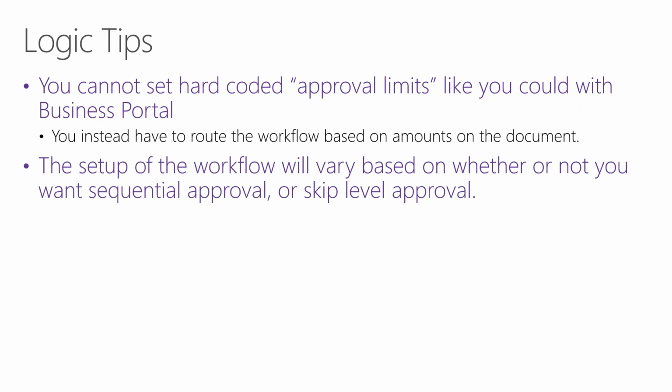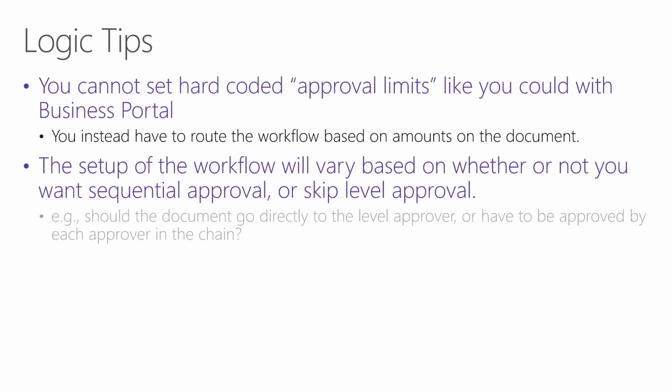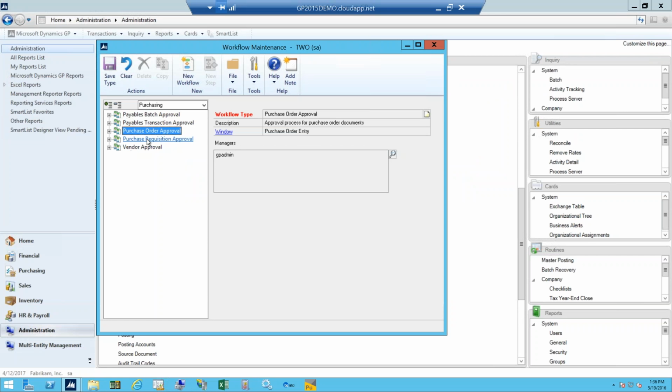The setup of workflow will vary based on whether or not you want sequential approvals or skip level approvals, and we're going to take a look at that so that it'll make a little bit more sense once we see it on our actual workflows. The question would be, should the document go directly to the level approver or have to be approved by each approver in the chain? So back in my demo environment now, we're going to switch from our purchase order approvals to the purchase requisition approvals. I have several different choices, but the two I'm going to focus on are the sequential approvals for two different types of sequences.